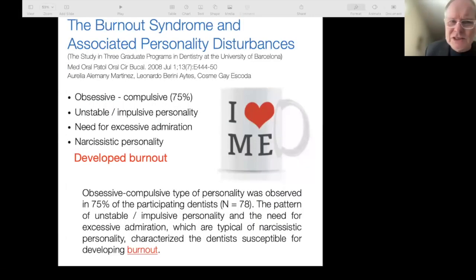This one study came out of Barcelona. It was looking at some graduate school programs, and they found out that due to our OCD-ness, if you will, and our personality, and we've talked about that, impulsivities, and our excessive need for positive emotions. We need people to tell us we're good, we're doing well. And then the narcissistic personalities that a lot of us have, we are at the highest rate to set ourselves up to develop burnout. Now, this was a very small study. There's only 78 participants, but it still indicated this information. I wish there would be more done, but there just hasn't been a lot in dentistry done yet.